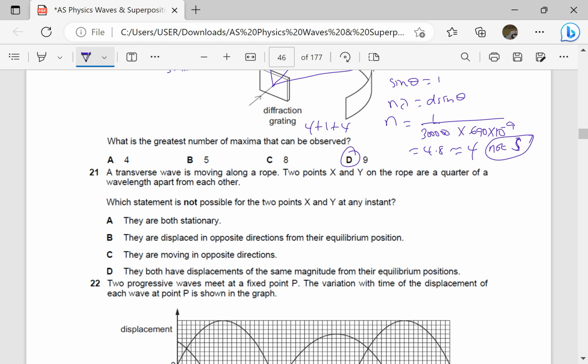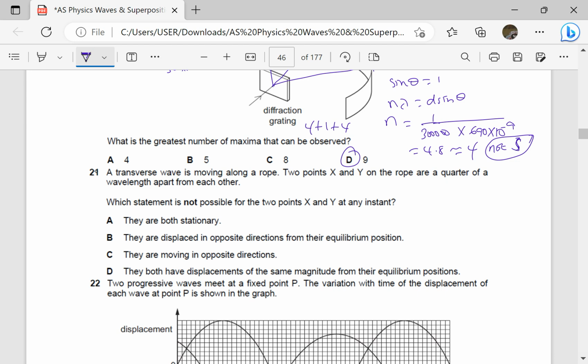A transverse wave is moving along a rope. 2 points x and y on the rope are a quarter of a wavelength apart. Which statement is not possible for the 2 points x and y at any instant? It is a transverse wave which is moving along a rope.